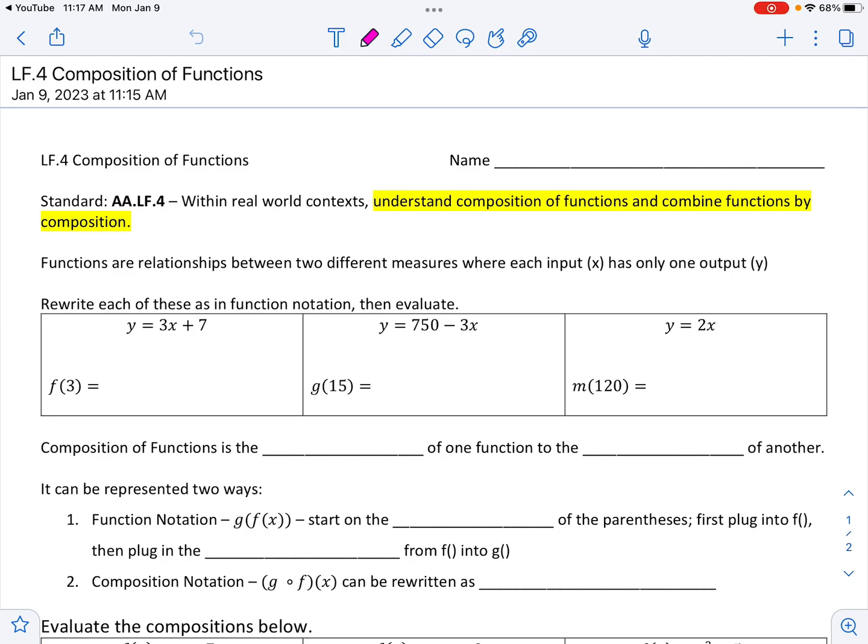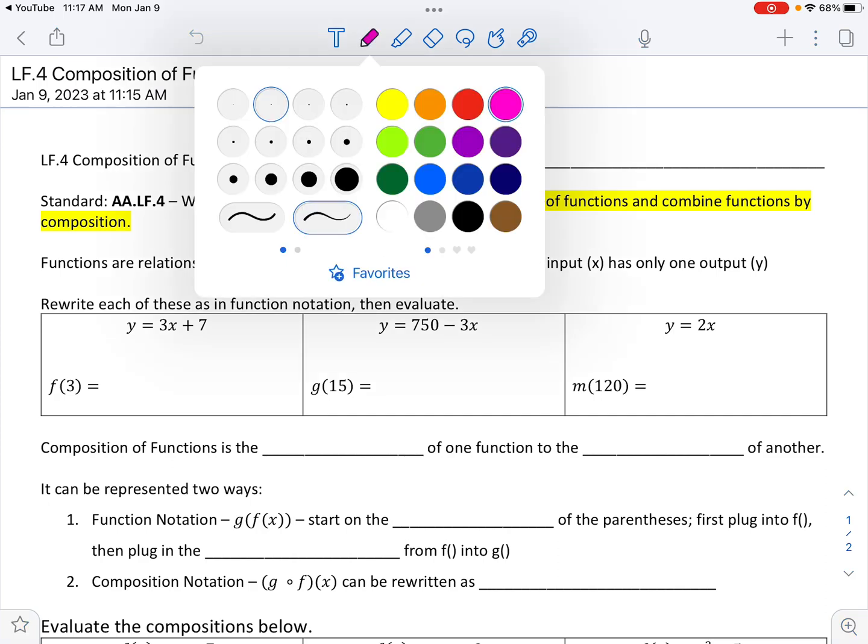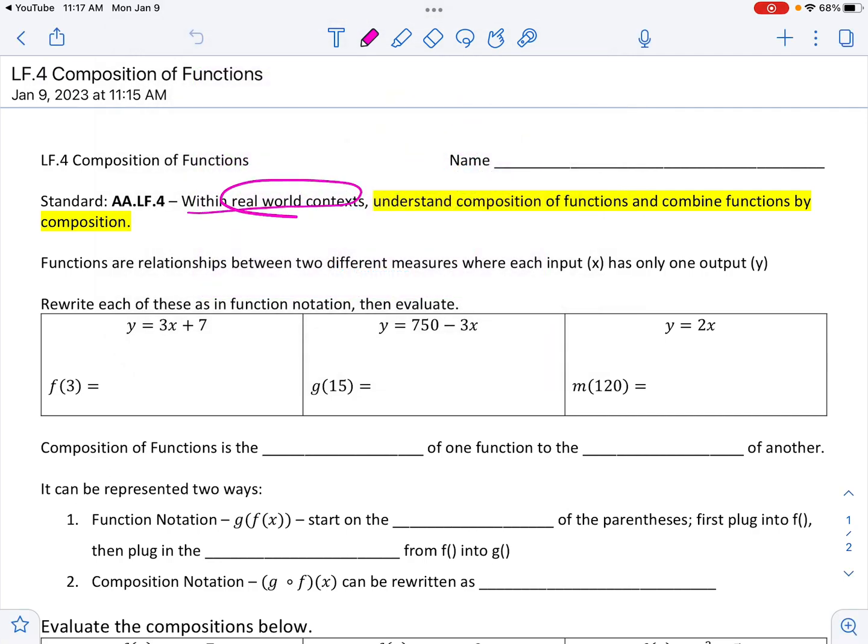Today is our lesson on composition of functions, and I know it's been a little while since you've combined functions together. So we're going to take it a little easy and practice some of this. What we have to get to eventually is to understand that we're going to do this within real world contexts. So today we're going to start with just the basics of how to understand composition of functions and how we combine them together. And then we are going to move next class into real world functions.